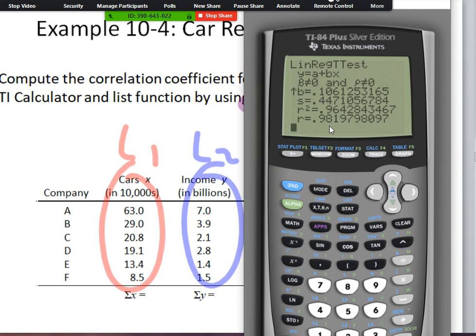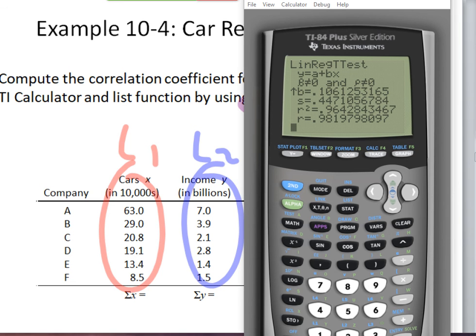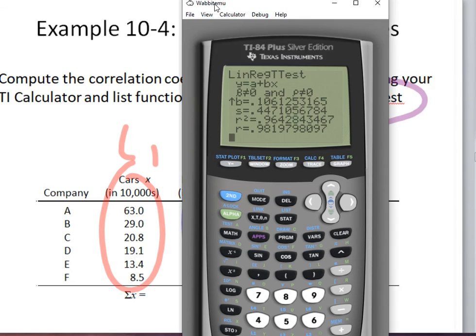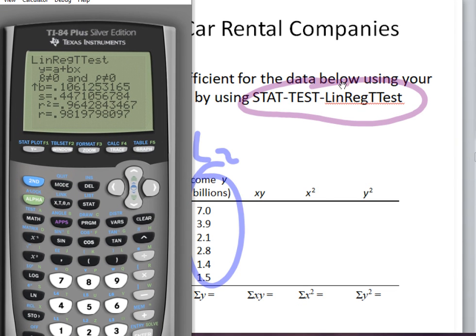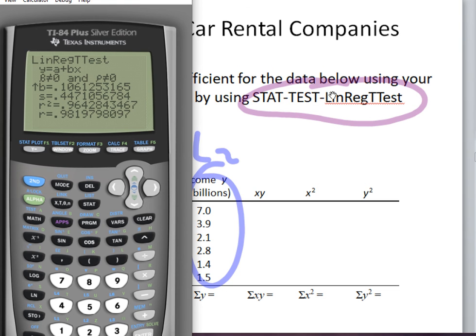So you do not have to use the formula. So this formula I tortured you guys to do. I wanted you guys to appreciate it. And I have in the past forced my classes to use that before. But nowadays, I just let you guys use the calculator and stat test LinRegTTest. So write that down if you need it. Actually, it's at the very bottom of your page. The very, very bottom of the page, it's written there. Stat test LinRegTTest.